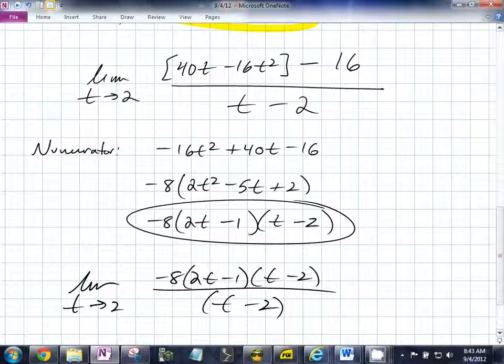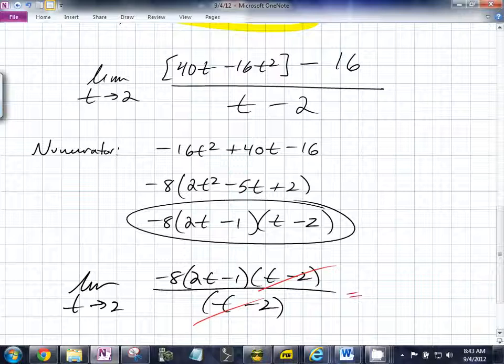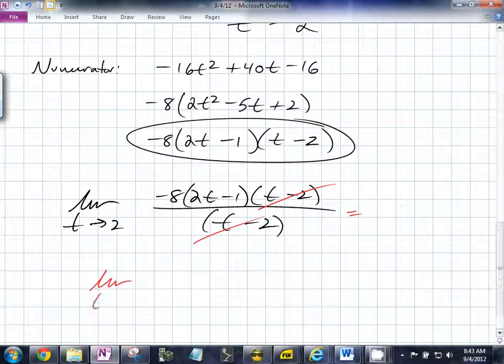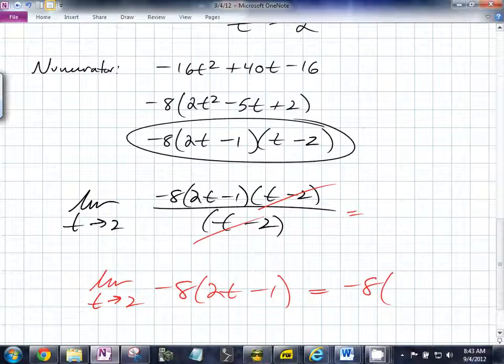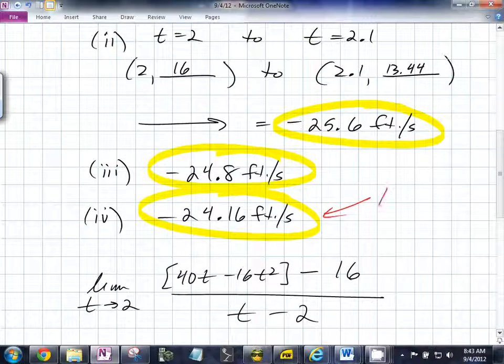This cancels, and you're left with the limit as t goes to 2 of -8 times (2t minus 1). What's that going to be equal to? -8 times 3 is -24. Now, does that match the path we took? Yeah, it looks like approaching what? Approaching -24. What does it mean for a particle if the velocity is negative in this case?